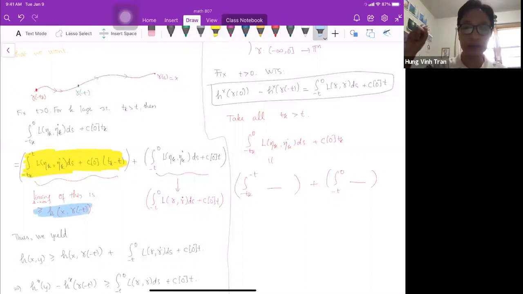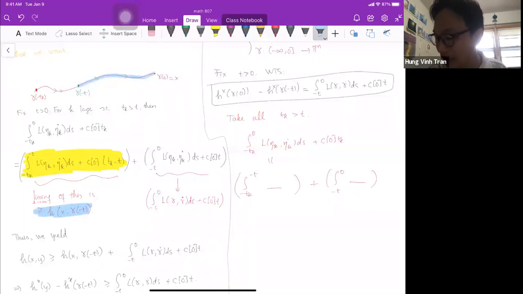Because going from an infinite amount of time to t, right? I'm using exactly the same idea here. I'm keeping this interval and then I'm going to let the other interval travel to minus infinity, right? So that's the first term, which is always greater than or equal to h of x of gamma minus t, right?